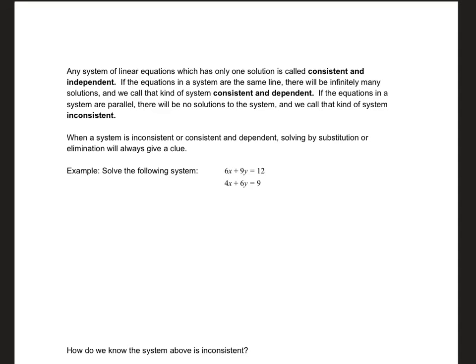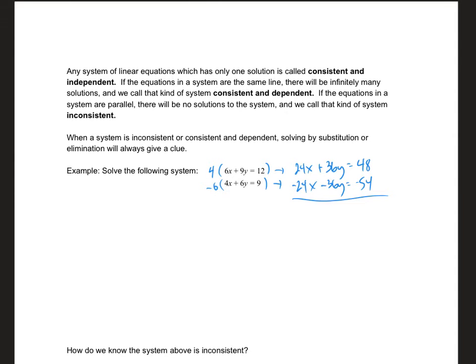So I got this system. I'm going to solve it by elimination. So I'm going to eliminate the x's. So I'm going to multiply this top one by 4, and this bottom one by -6. So this would be 24x plus 36y equals 48. And this would be -24x minus 36y equals -54.